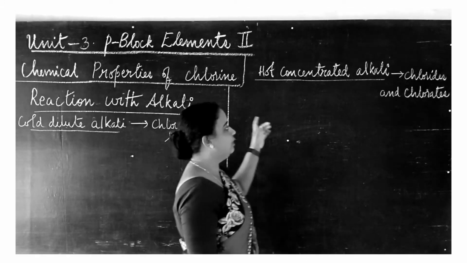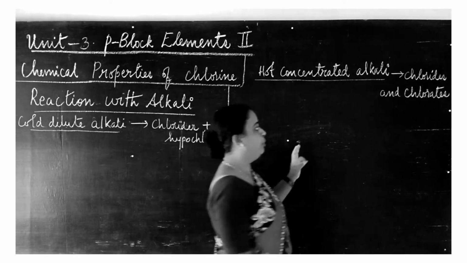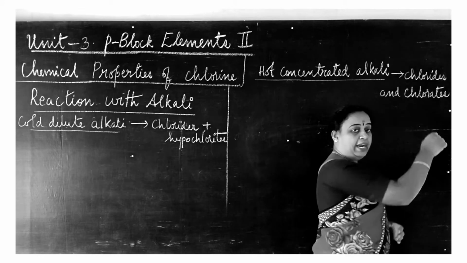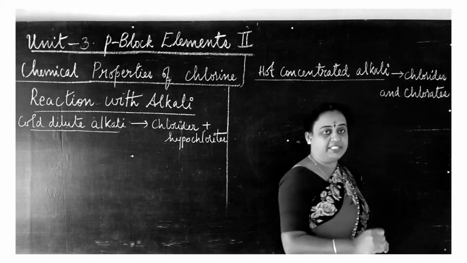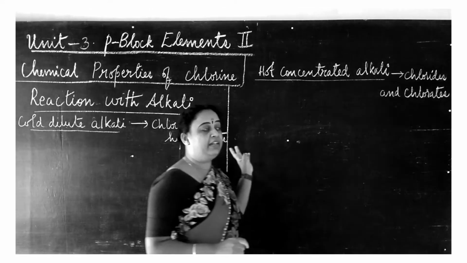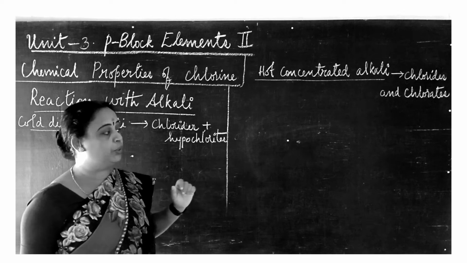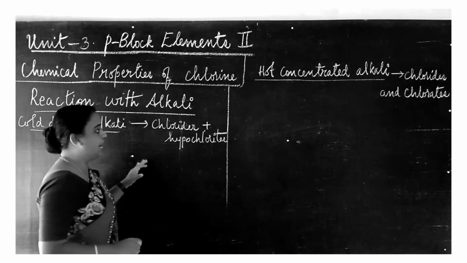Whereas when chlorine reacts with hot concentrated alkali, you get products like chlorides and chlorates. Chlorides and chlorates. So understand, this is the main difference: the difference is in the product you get. Fine. Now let us see the reaction here.